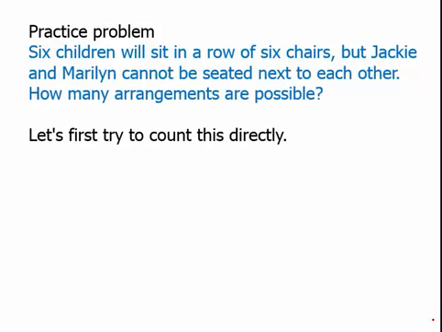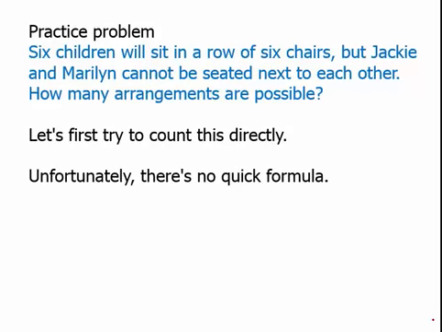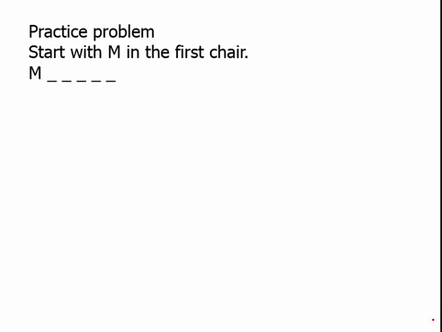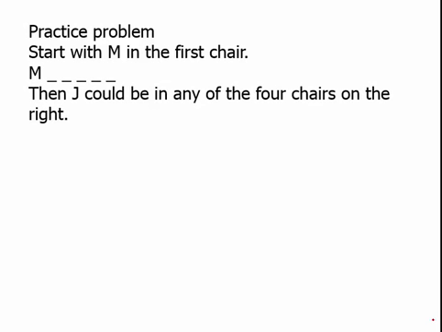Well, first let's try to count this directly. First of all, there's no formula that we can just plug in and automatically get the answer. We have to think about cases. So, let's start with Marilyn in the first chair on the left. Well, then Jacqueline could be in any of the 4 chairs on the right. So she can't be in that one right next to Marilyn, but she could be in the other 4.